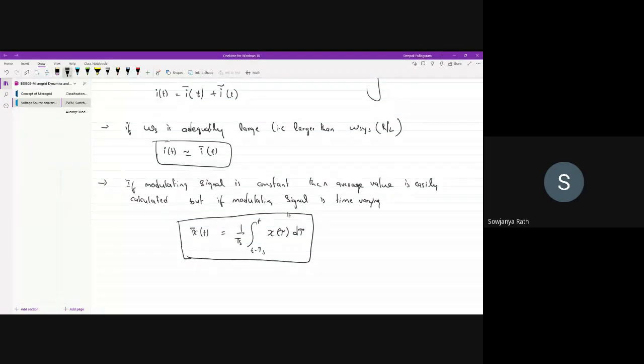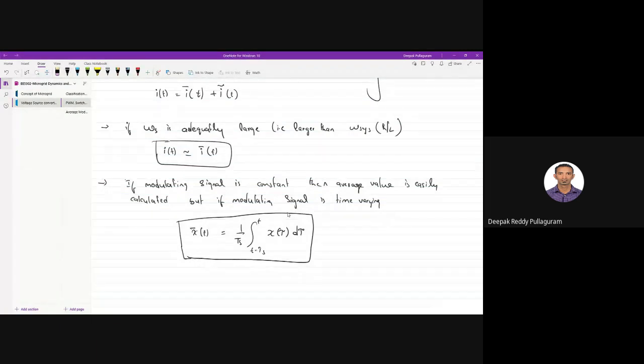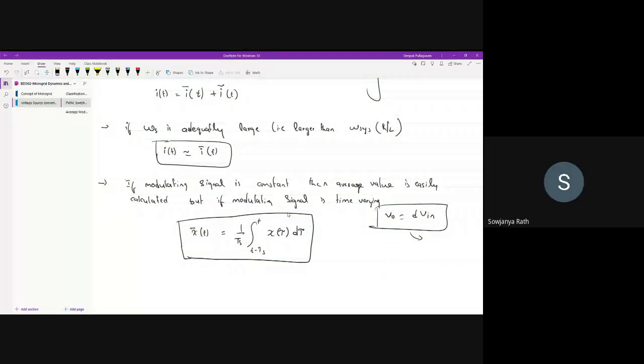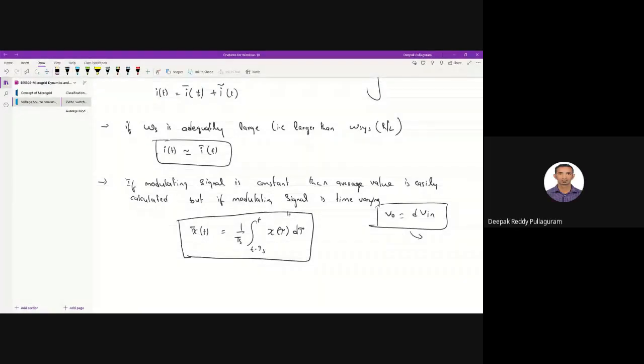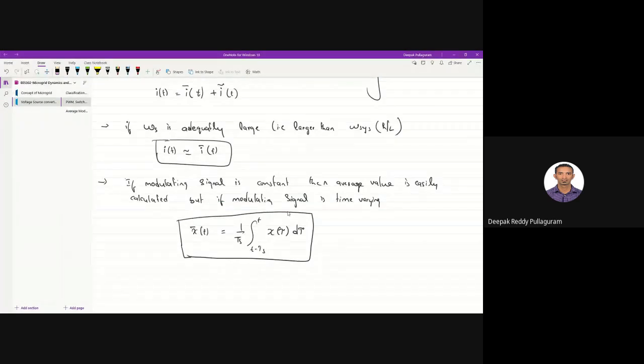Since the modulating signal is time varying, you can't directly use the duty information to calculate your average value. You can't say V out is equal to duty times V in for a buck converter, because here it is not constant, it is time varying. With a constant duty that is valid, but if it is time varying, the average value is no longer valid. Rather, it should be calculated using integration. That's what I'm trying to say here.